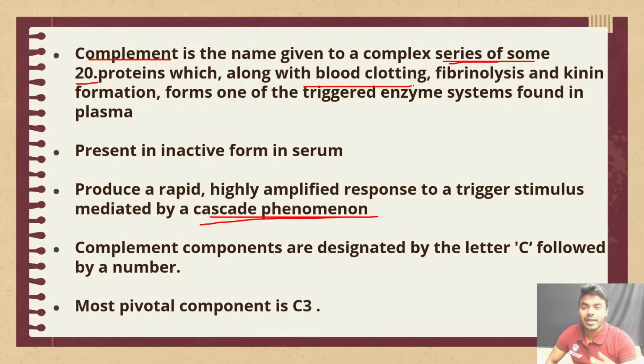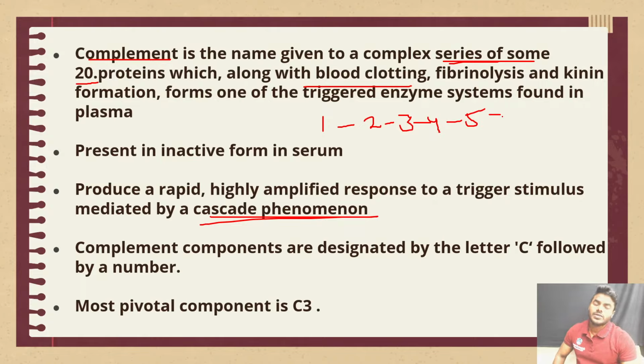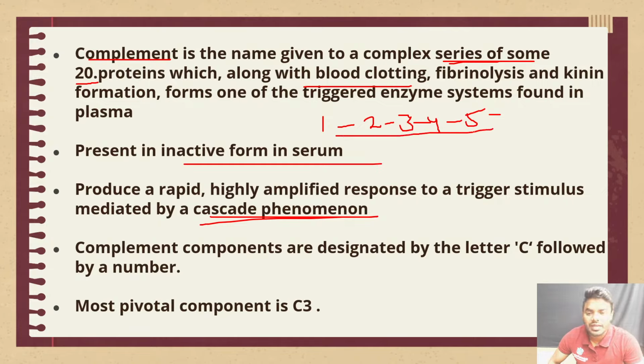Now what is the point I want you to remember? Similarly, friends, understand, if one complement molecule gets activated, it will activate the second, then the third, the fourth, the fifth, and so on. So what you have to understand, listen to me carefully, there are 20 complement molecules in the serum, and they will always be inactive. Whenever there is a requirement, they will be active, friends, and they will be working in a cascade phenomenon. Kindly do not get confused with this particular point at all.